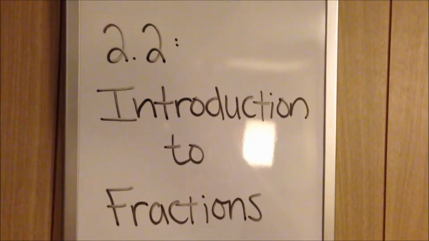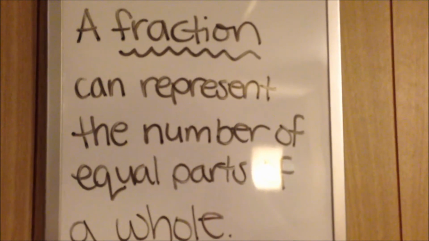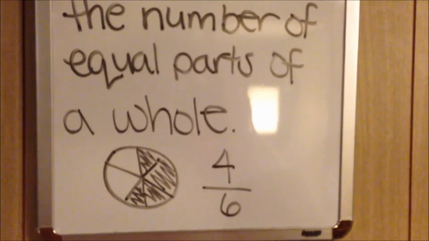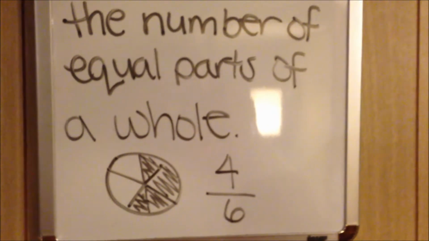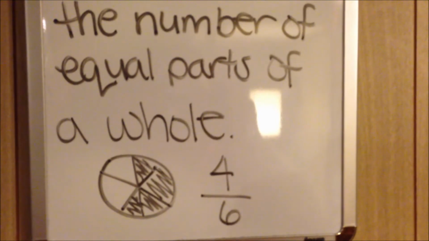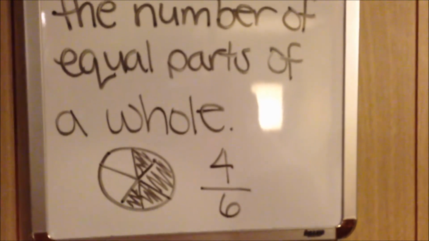Section 2.2, Introduction to Fractions. A fraction can represent the number of equal parts of a whole. For example, let's say we have a circle that has 6 equal parts, and we shade 4 of them. The shaded portion represents 4/6 of the circle.